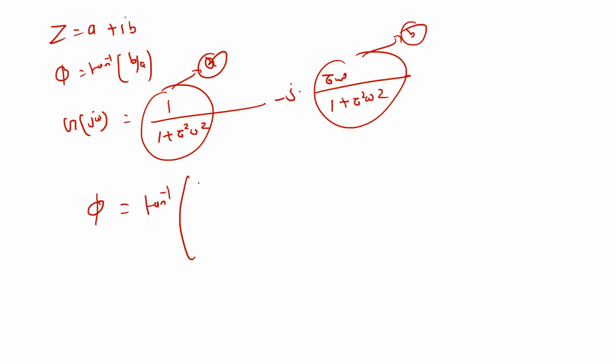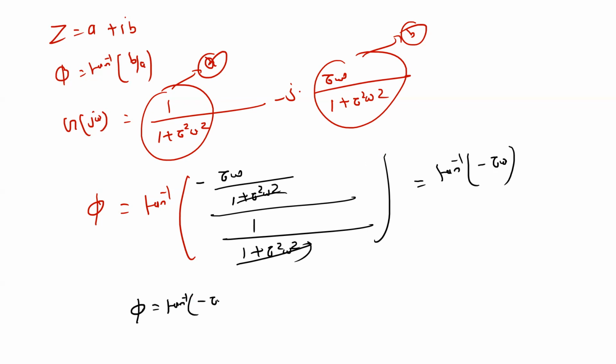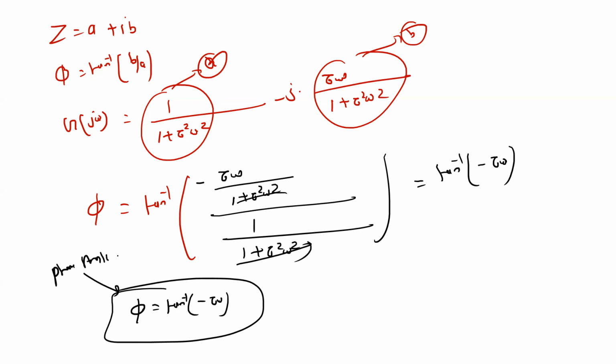Tan inverse of minus τω divided by 1 + τ²ω², divided by 1 upon 1 + τ²ω², that is b by a. Again, this will get cancelled out. So finally you will get tan inverse minus τω. So the value of phi here is tan inverse minus τω, and this is your phase angle for the first order system.